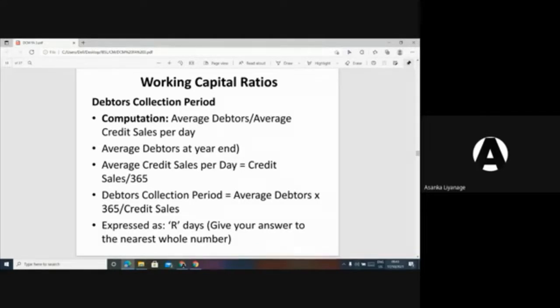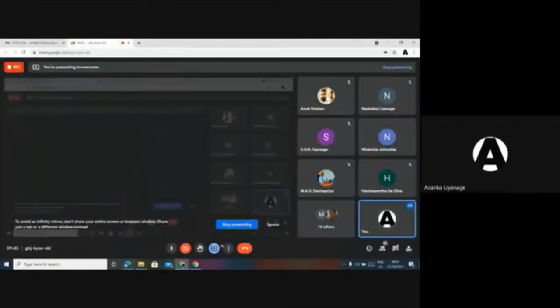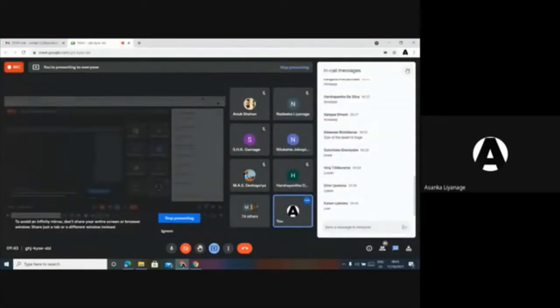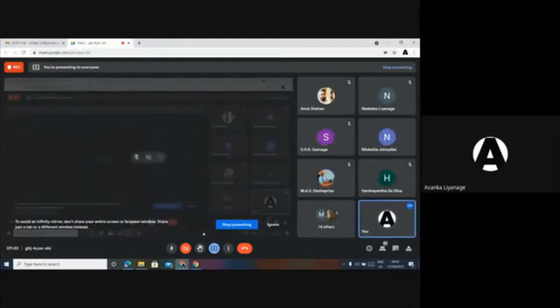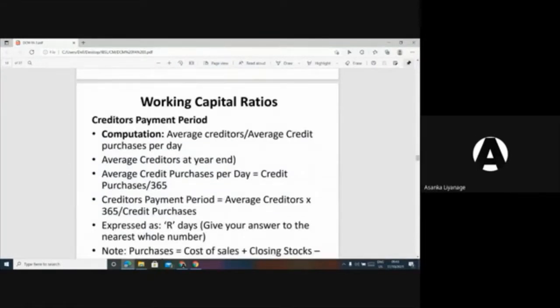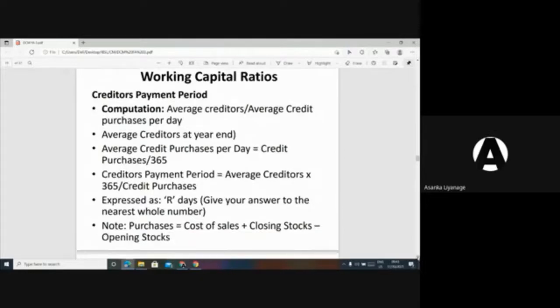Any questions? Right. We'll move on to the next slide. That is creditors payment period. Here the formula is the fourth point, that is creditors payment period equals average creditors divided by credit purchases into 365.